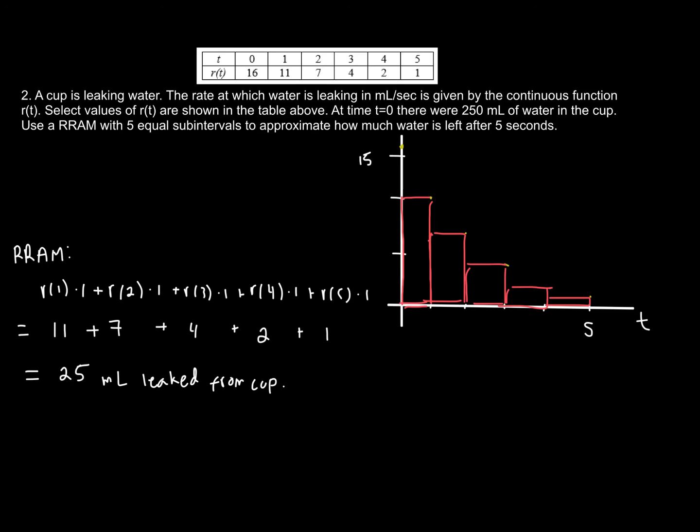It's important to understand what this means. This is the total number of milliliters that you approximate have leaked from the cup in the first 5 seconds. So your answer is going to be the amount of water that you had in the cup at the start minus the approximation you have for how much has leaked. So my conclusion is that there's approximately 225 milliliters remaining after 5 seconds.